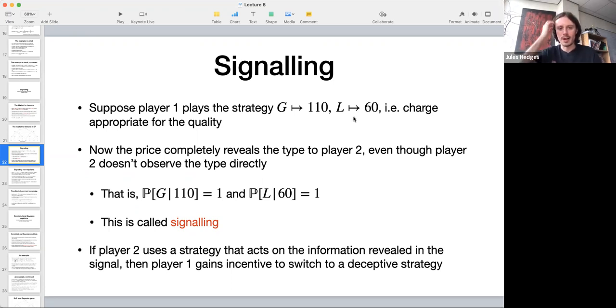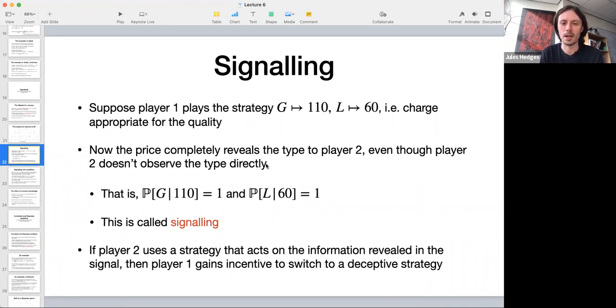So a reasonable strategy for player one is to play high price for a good quality car and low price for a lemon. So that means charge a price that is appropriate for the quality. Now, notice that if player one uses this strategy and player two knows that they're using the strategy, then this completely reveals the type to player two, even though player two in the game doesn't observe the type directly.